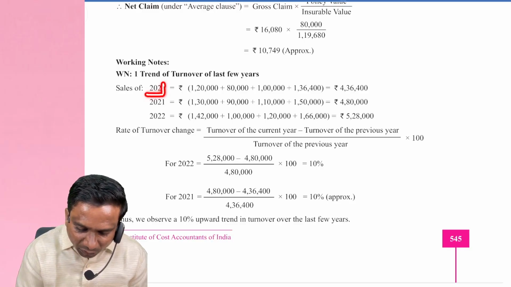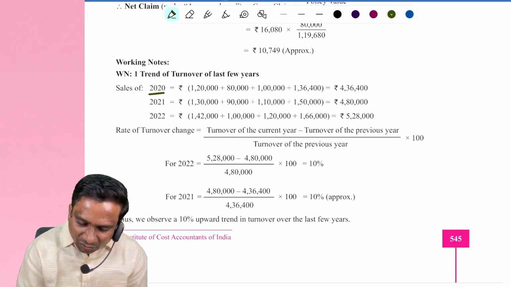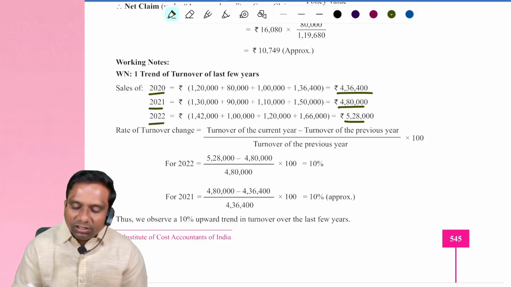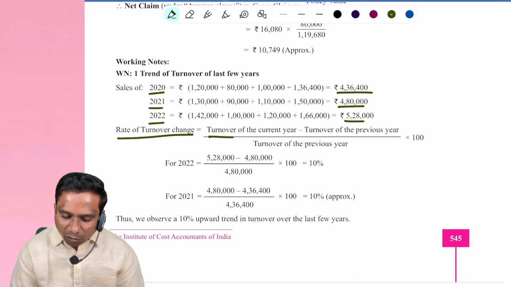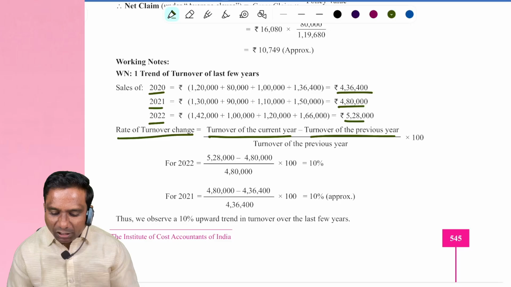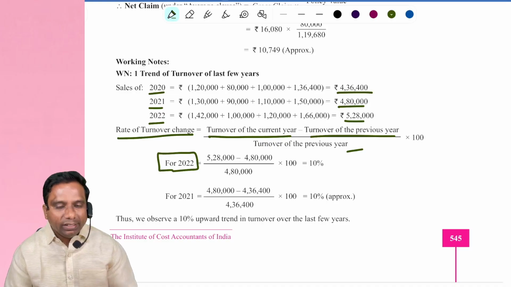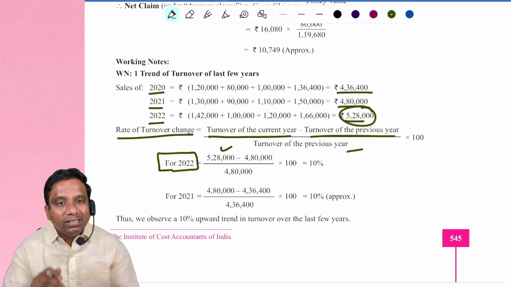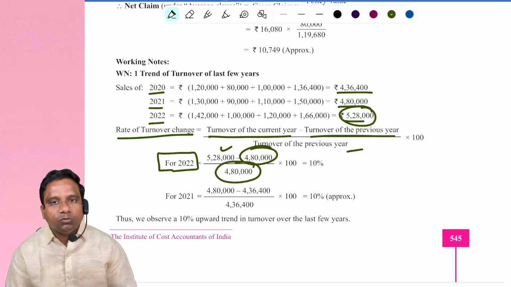Sales of 2021. Write down this 21. Sales of 20 we already calculated, total 436,400. 21 total sales 480. 22 total sales are 528. So calculate the rate of turnover change. Formula: turnover of current year minus turnover of previous year, divided by turnover of previous year. First we calculate for 2022. 2022 sales are 528 minus 21 sales of 480, divided by 21 sales 480. So here we are getting a 10% rate.